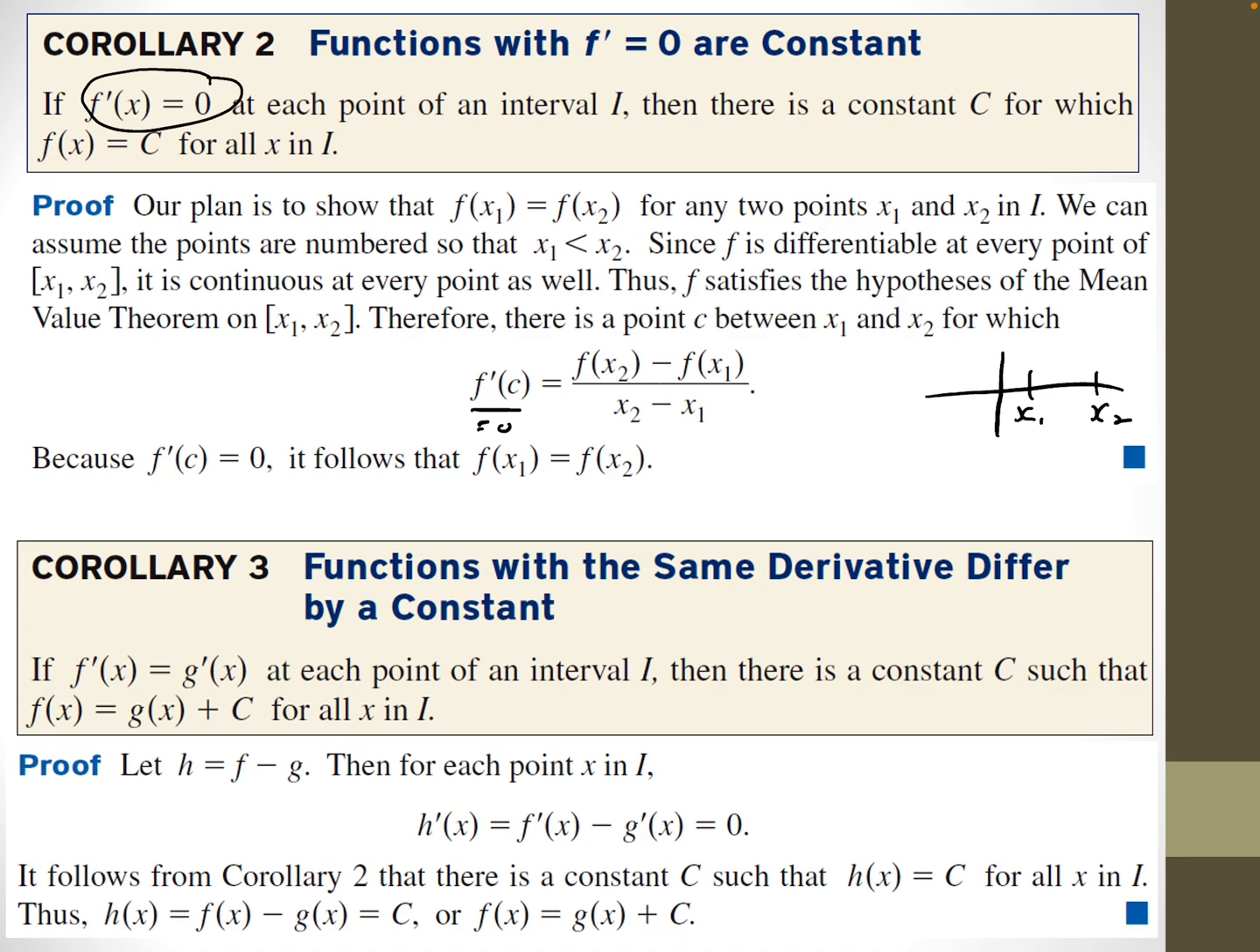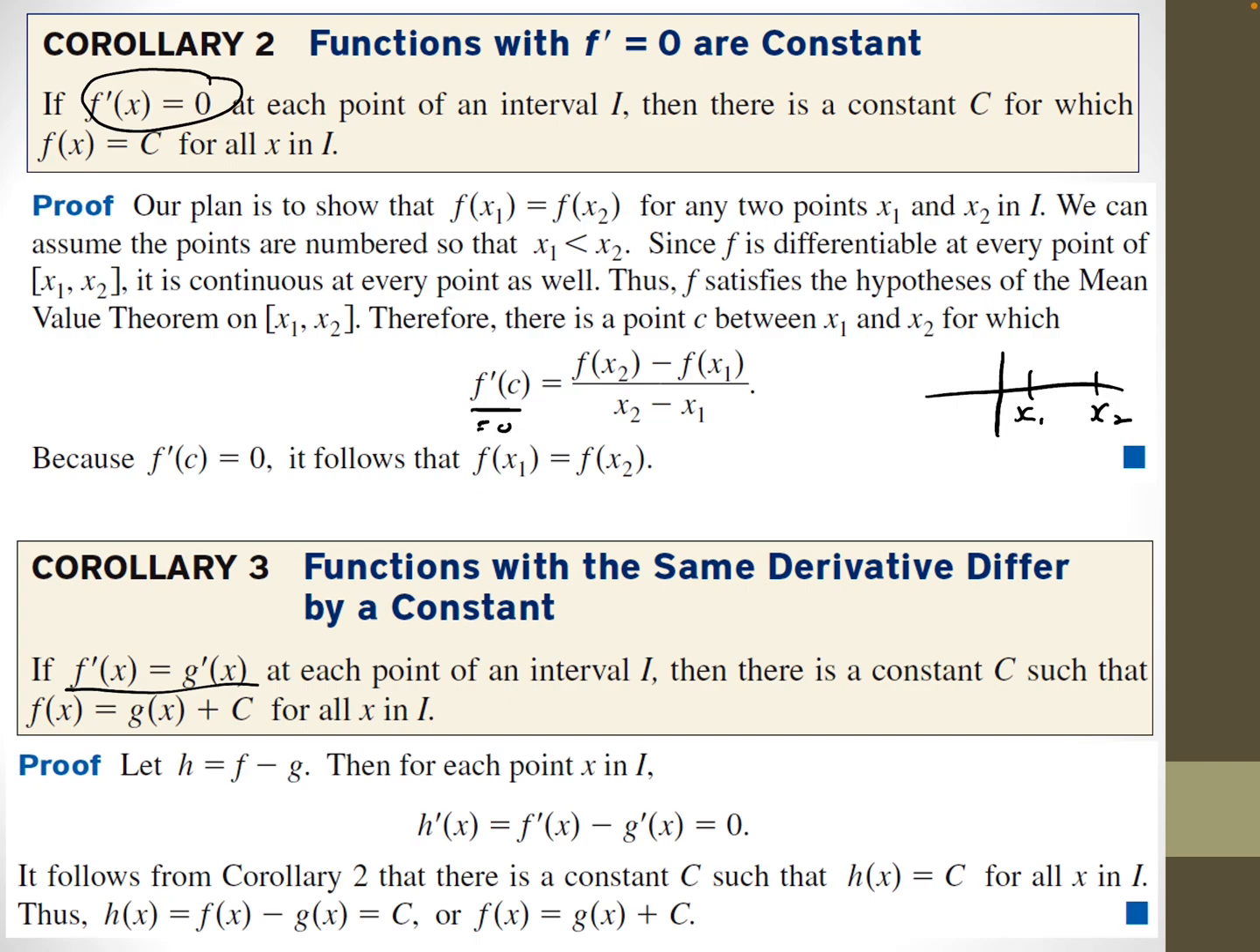Well, we make up a new function, h equals f minus g. For each point in h, we can find its derivative. h prime will be f prime minus g prime. But we know that f prime is equal to g prime. That was the statement in the corollary. So that means that h prime must be 0.